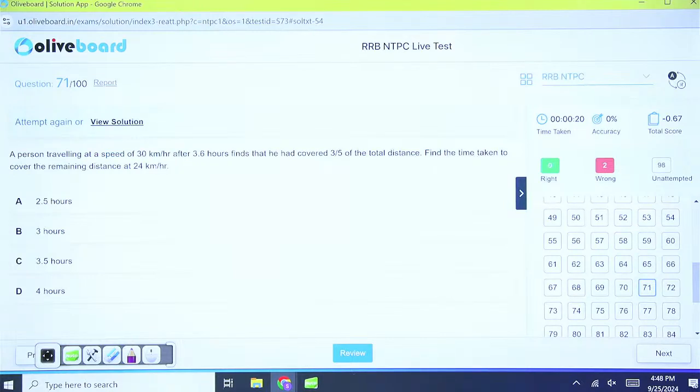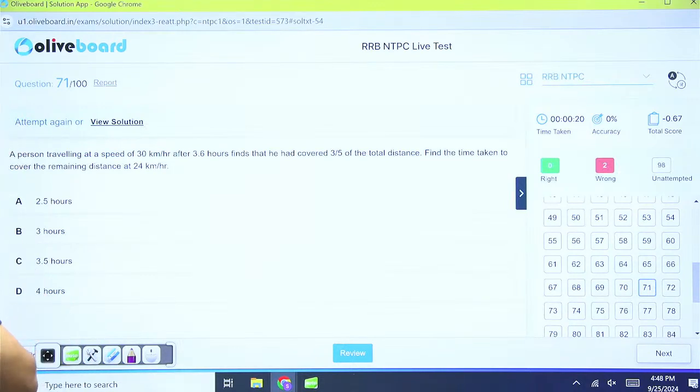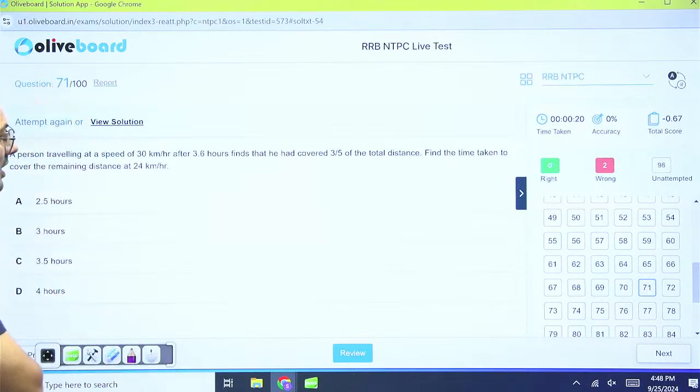Tell me what would be the answer of this question. A person traveling at a speed of 30 km per hour, after 3.6 hours finds that he had covered 3 by 5 of the total distance. Find the time taken to cover the remaining distance at 24 km per hour.